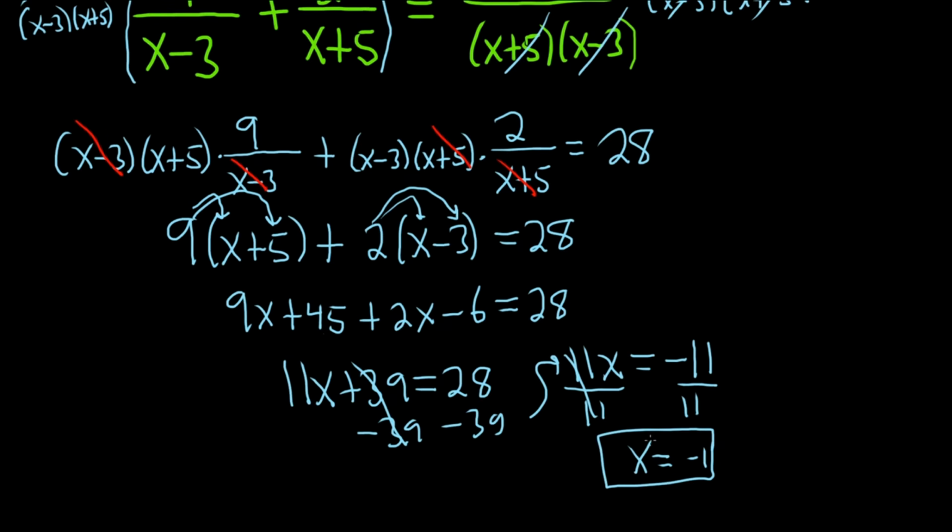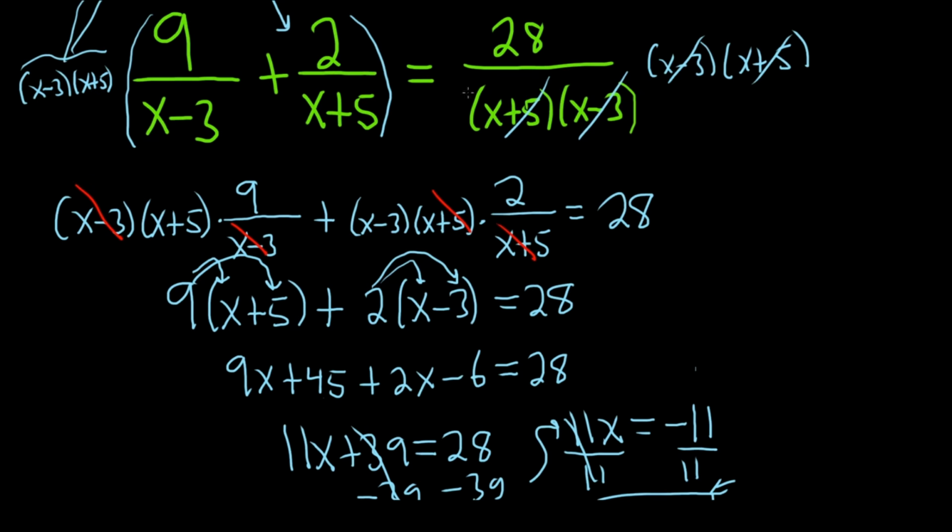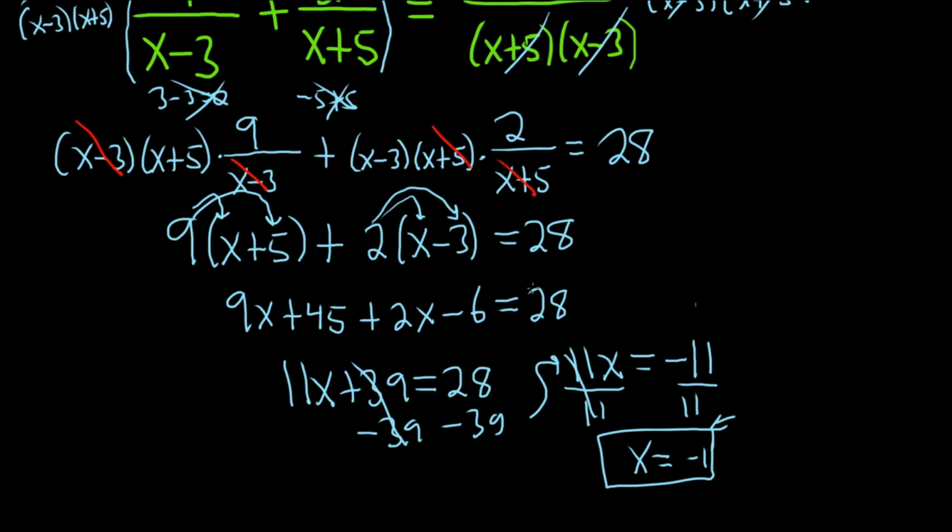And that's the answer, and you should always check these problems. You take this number and do a mental check. Can you plug it back in? Yes, you can. If you had gotten an answer like 3, that would be a problem because 3 minus 3 is 0, and you can't have 0 on the bottom. Or if you would have gotten an answer like negative 5, that would be a problem, right? Because you can't plug in negative 5. But we didn't, right? We got an answer of negative 1, so that is the solution.